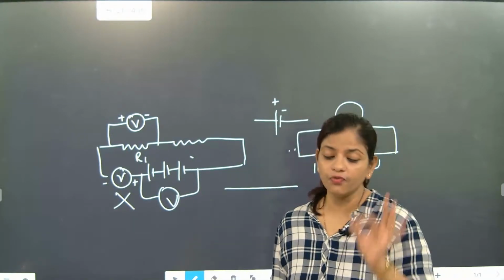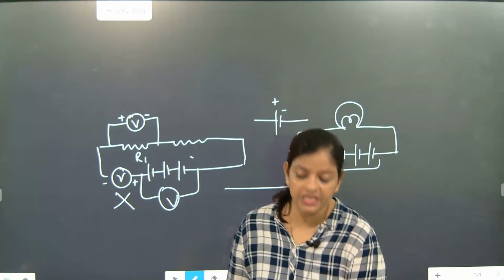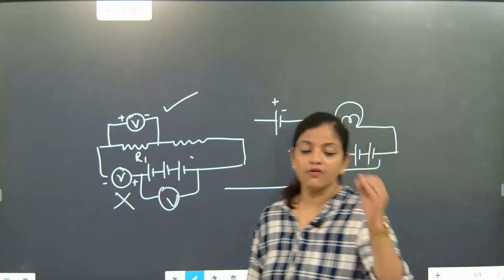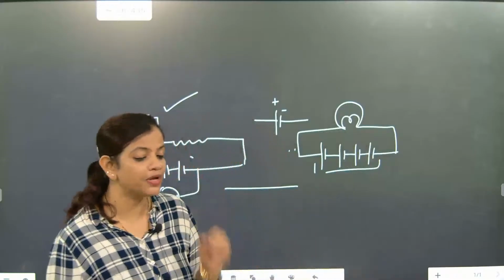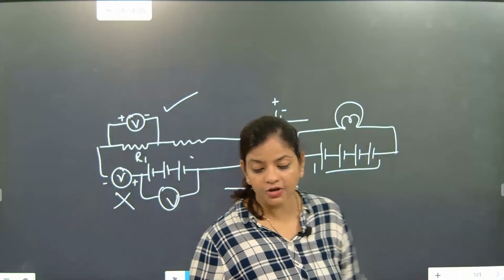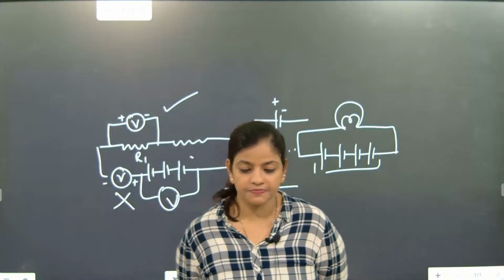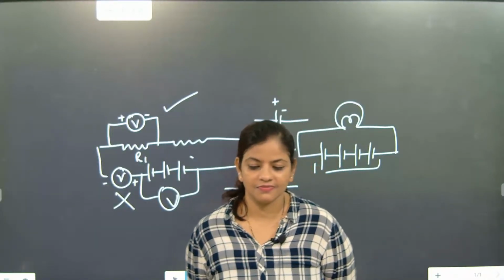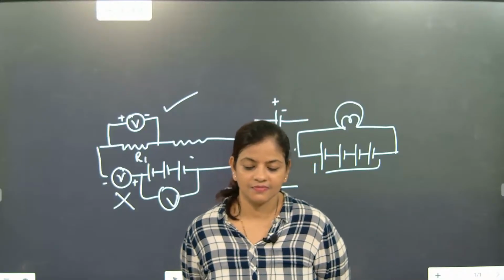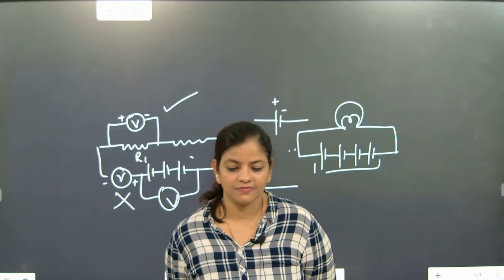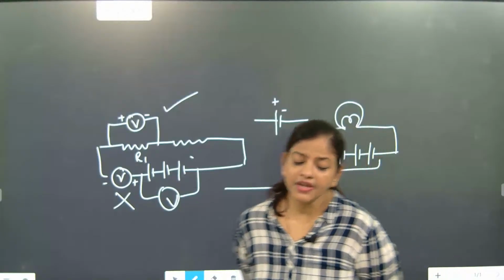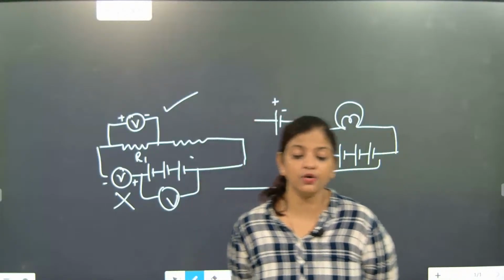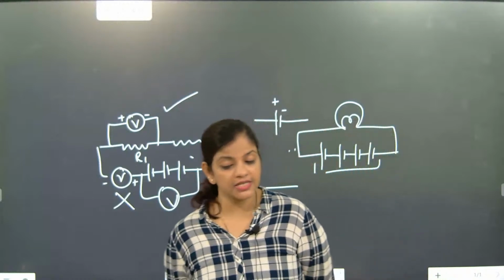So where is the voltmeter connected? Parallel or series? Come on, say. This is called a series connection and this is called a parallel connection. Where does the voltmeter have to be connected? Please say. Very good. The voltmeter is exactly connected in parallel.